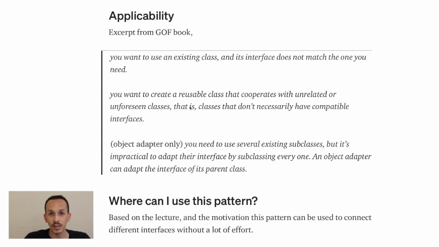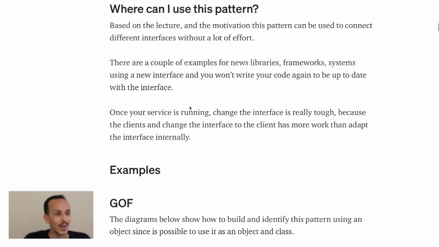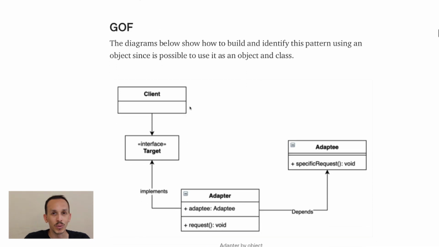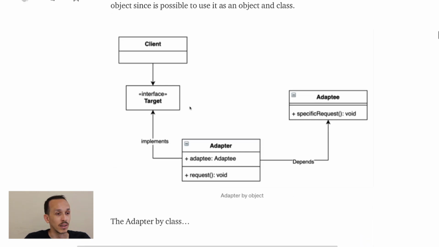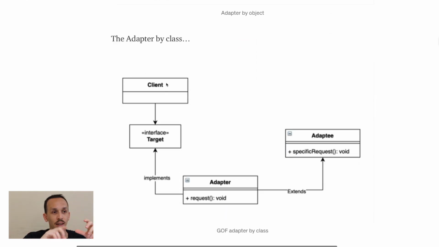Okay, for that I wrote this article last year. This is old too, but it's really useful when you want to use the adapter interface. Right here I also put how to use the adapter by object and by class. So this is the idea behind the scenes. You have the client, the target interface, the adapter and the adaptee. This is the main idea.